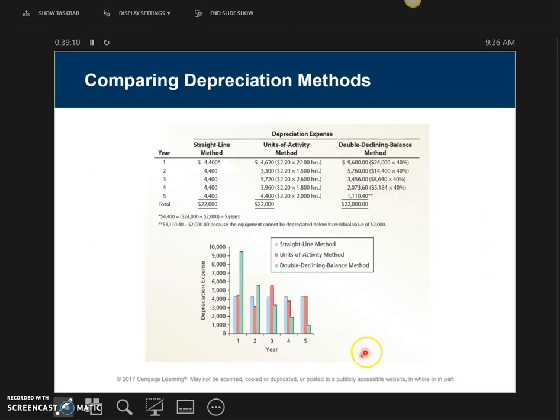But look at this chart here. This shows the same equipment calculated 3 different methods. I end up with the same depreciation expense no matter which method I use. So that will never change. You will still end up with the same depreciation expense, the things you write off, no matter which method I use. So that completes my explanation of double declining balance.